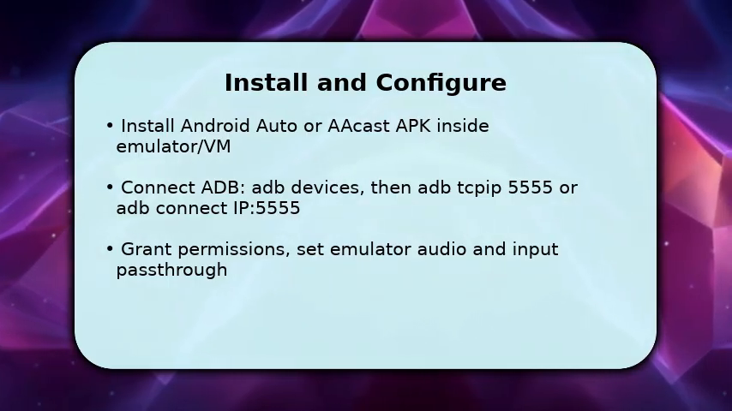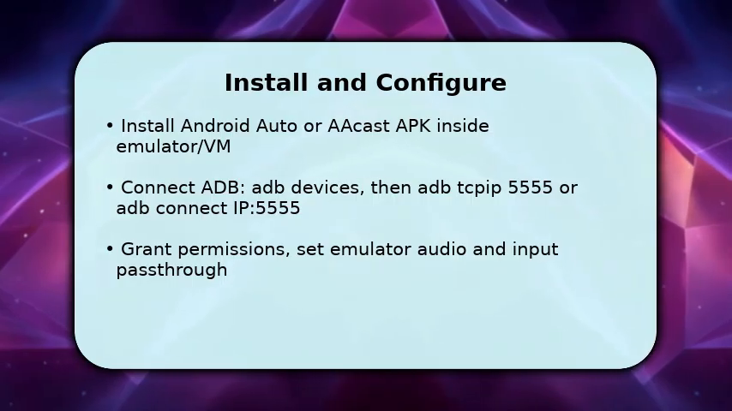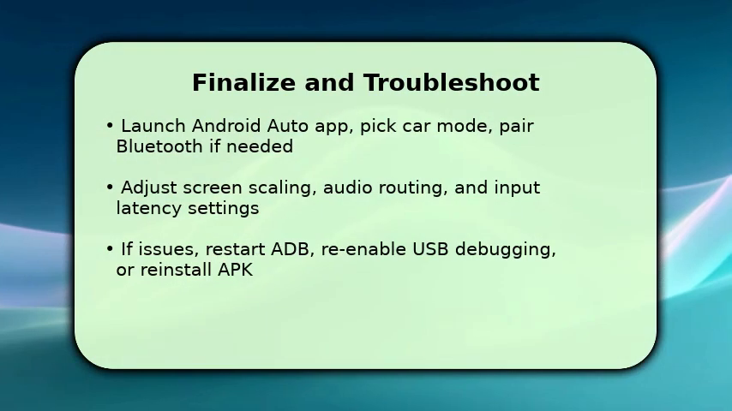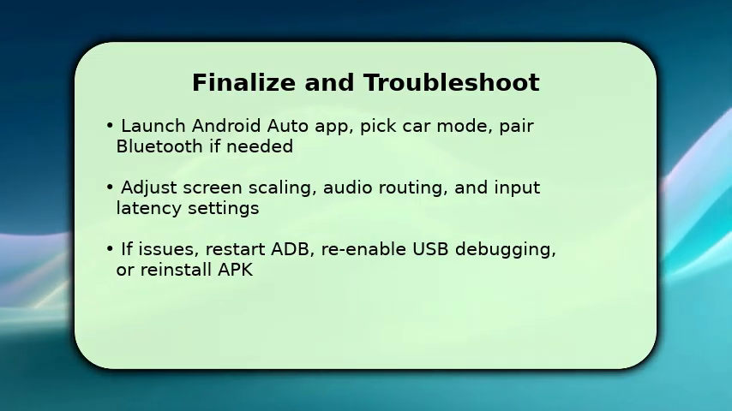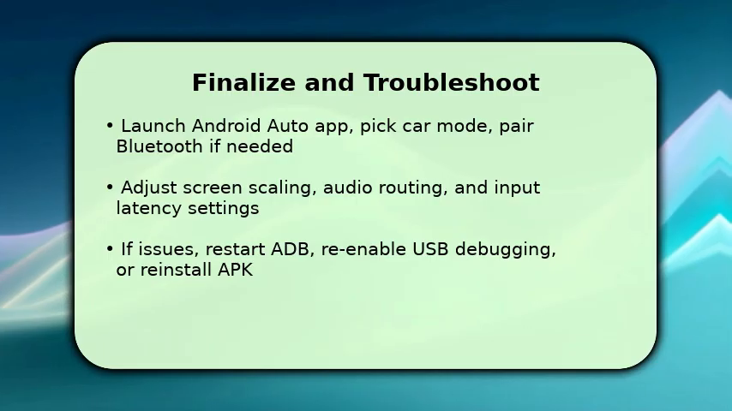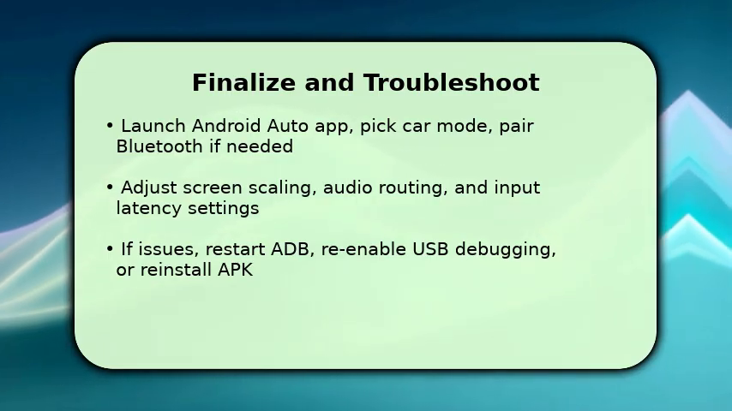Finish by launching Android Auto inside the emulator and selecting car mode. If you need voice calls or media, pair Bluetooth or route audio through the PC. Adjust screen scaling and input latency in emulator settings so touch and gestures feel natural.